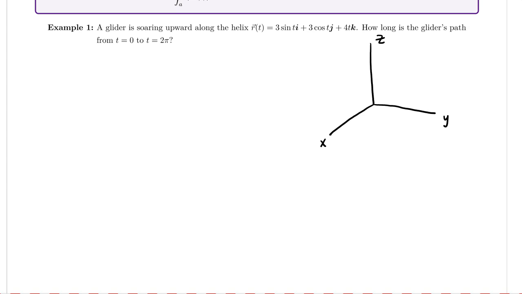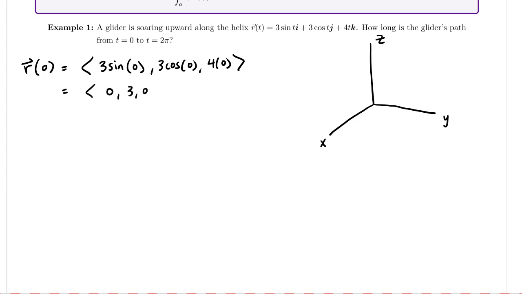So let's just really quickly visualize what is happening here. If I evaluate r of 0, that's going to give me 3 sine of 0, 3 cosine of 0, and 4 times 0. And this is going to equal 0, 3, 0. If I were to visualize this, that would be my starting point, so our glider is starting there at t equals 0.